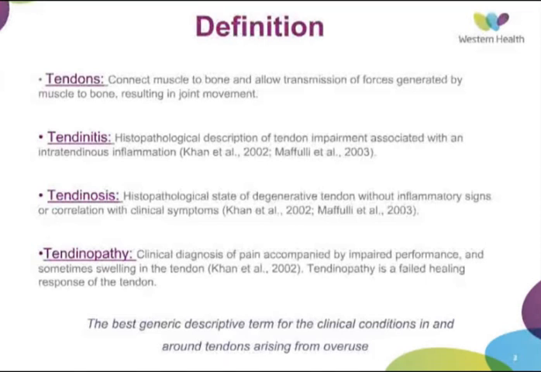The term tendinitis is the description of a tendon impairment that's associated with some intratendinous inflammation. And tendinosis is another term that is used to describe the degenerative tendon changes without any inflammation signs or any correlation with clinical symptoms. The best descriptive term that can be used for the disease that happens in this area will be tendinopathy.